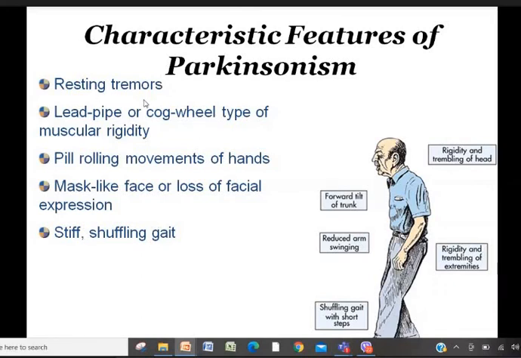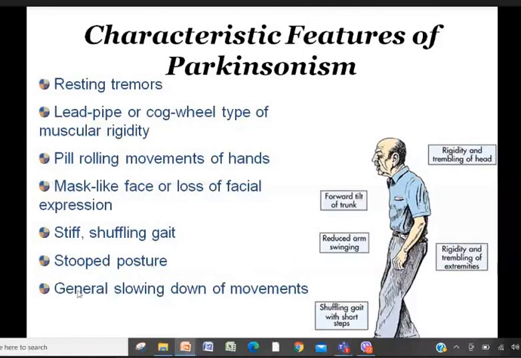So what are the characteristic features of Parkinson? They can ask this in anatomy too. You have to say resting tremor, cogwheel type of muscular rigidity, pill rolling movement of hand, mask-like face with loss of expression, shuffling gait, stooped posture, general slowing down of movements and absence of associated movement. So you have to memorize this. Study Parkinson disease properly; they may ask it even if they don't ask others.